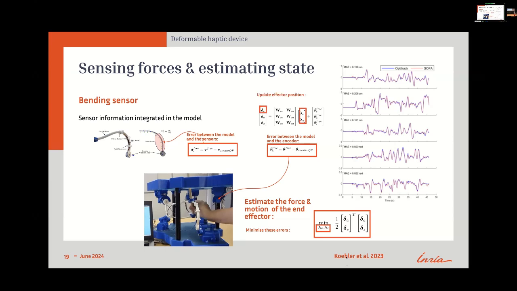So meaning that we can find with the minimization the force that the user is applying on the handle. And thanks to this force, we can reconstruct the displacement of the end effector.